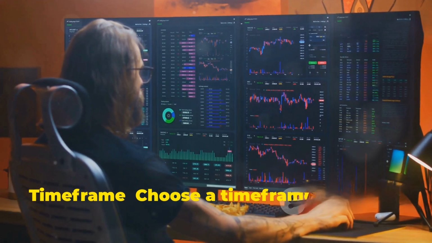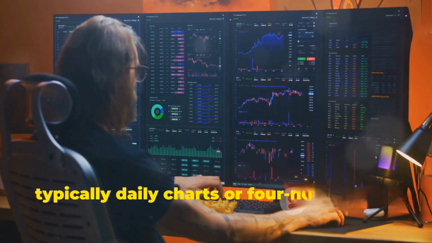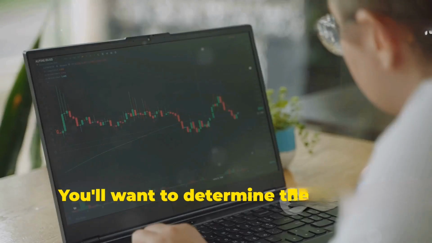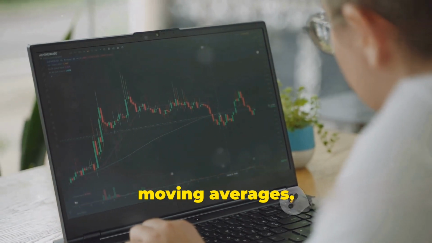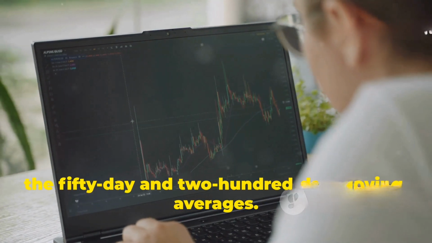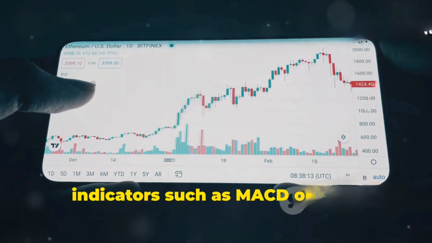1. Time frame. Choose a time frame that suits swing trading, typically daily charts or 4-hour charts. The next step is to identify the trend. You'll want to determine the overall trend using technical analysis tools like moving averages, for example, the 50-day and 200-day moving averages. You could also use trend lines or indicators such as MACD or ADX.